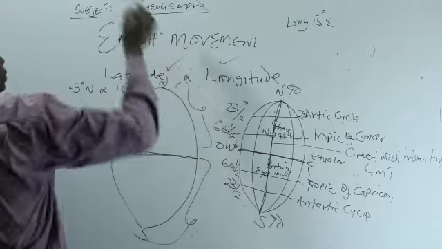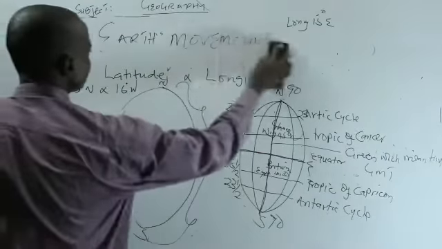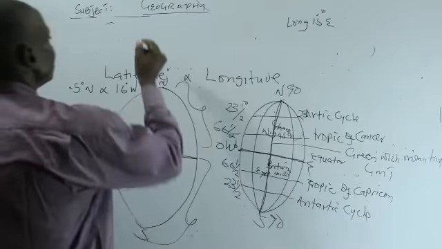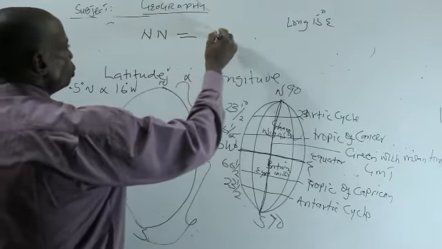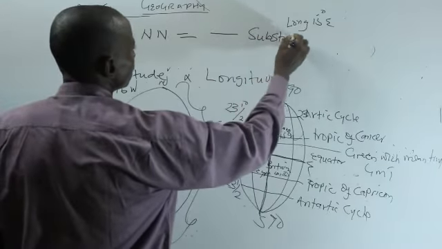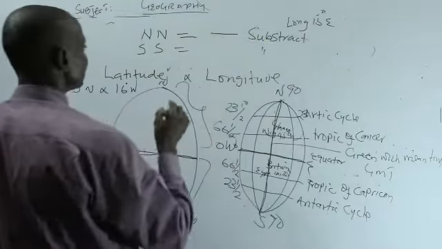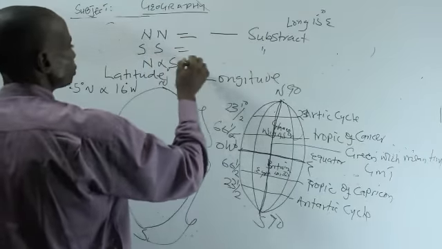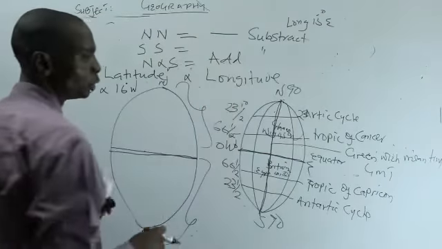Let me write so that you get what I'm saying very well. Let me give you this simple formula. If the direction is north, what you do, you subtract. That is, you minus. The same thing, if it is south, you do what? You subtract. But when it is north and south, you are going to do what? You are going to add.